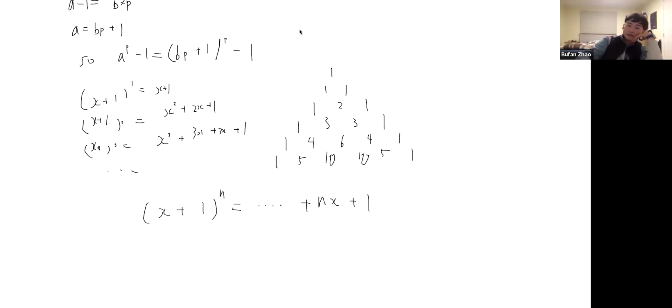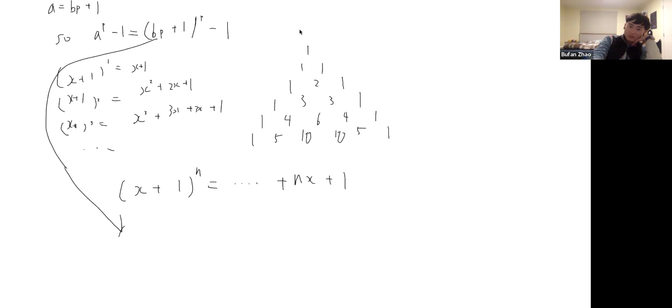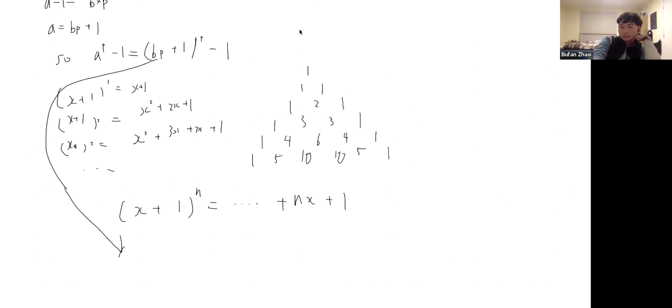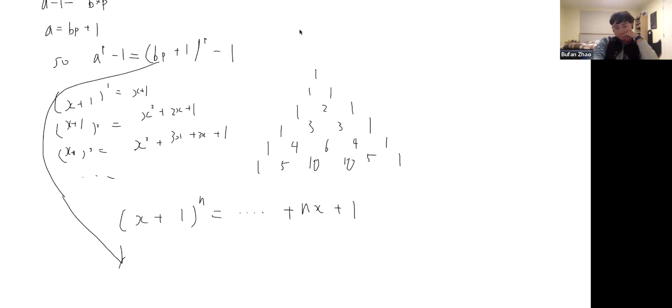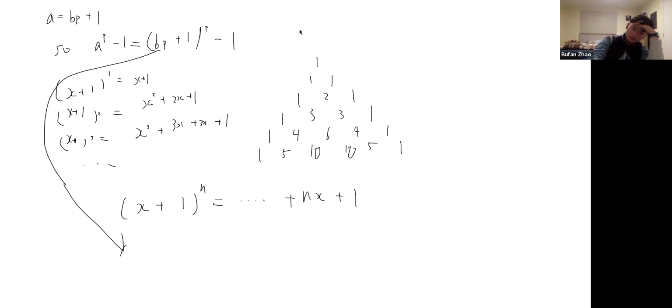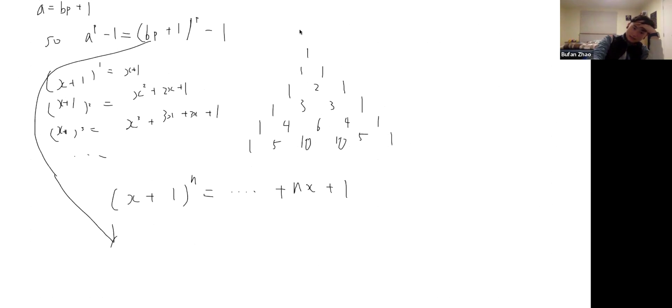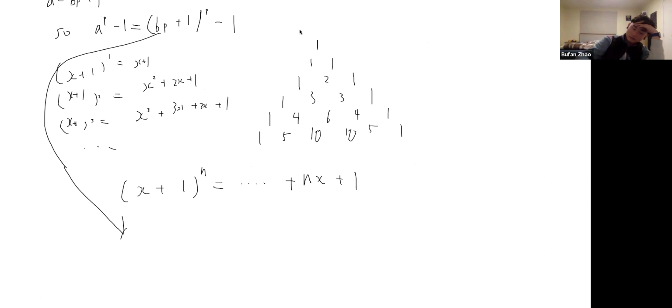So what does this say? Now plugging in x equal to bp, what does this say about the last two terms of this expansion? Alicia, what will be the last two terms of the expansion of (bp + 1) to the power of p? That's okay. Let's look at this. The last two terms are nx + 1, where n is replaced with p, and x is replaced with bp. So the last two terms will be equal to p... Yes, very good. Thank you, Josie.